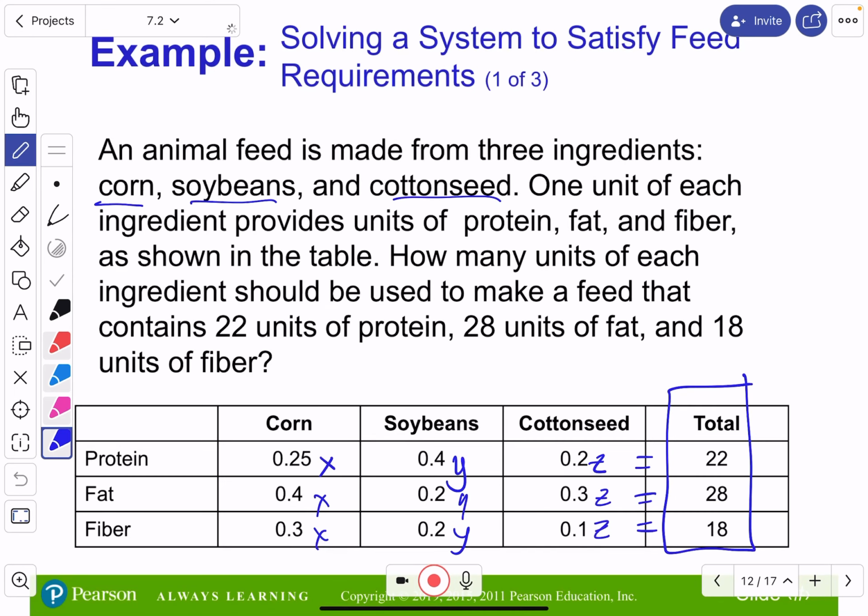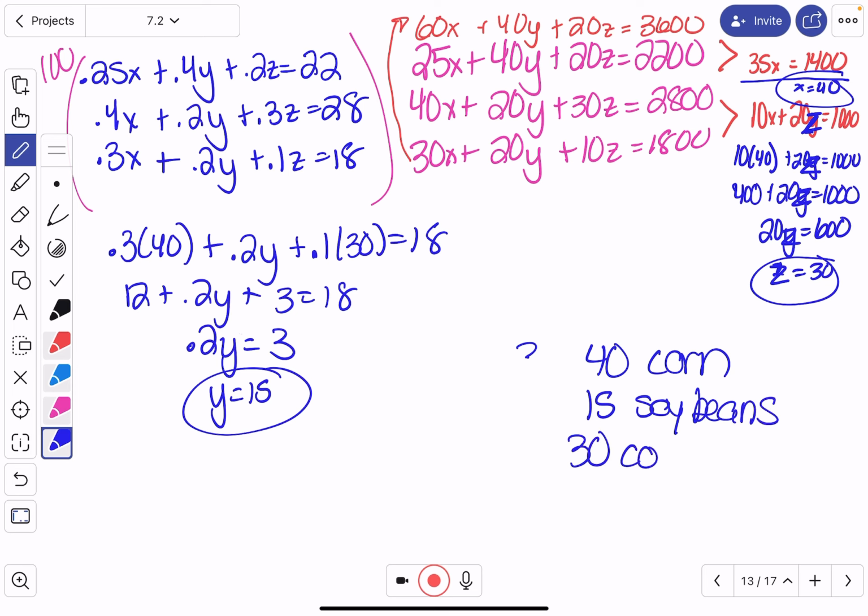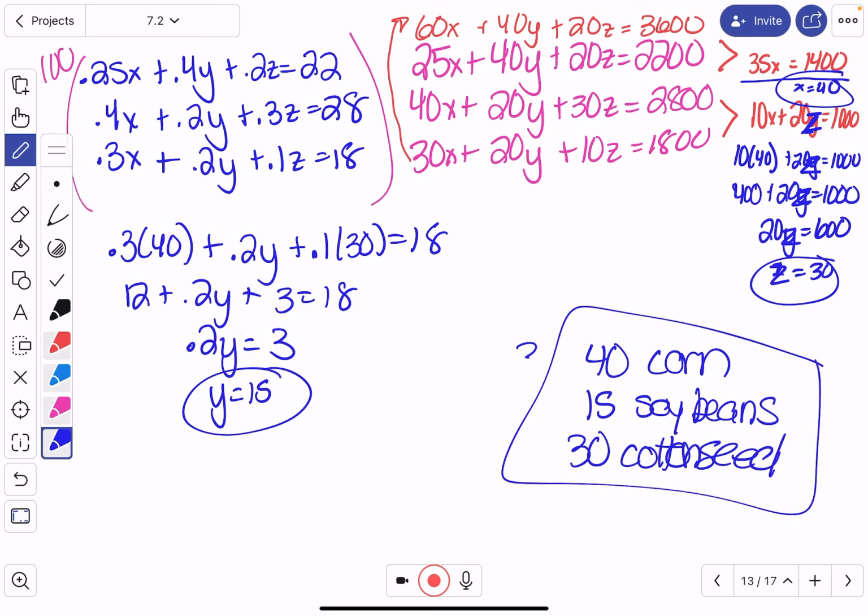So if we go back to our table, we wanted corn was x, so 40 corn. y was soybeans, so 15 soybeans. And 30 cottonseed. That's how you do that. So the table makes it really easy. You just add in your variables and solve.